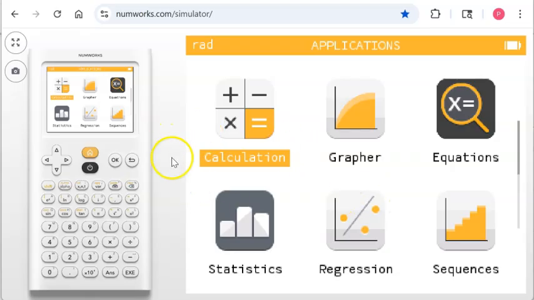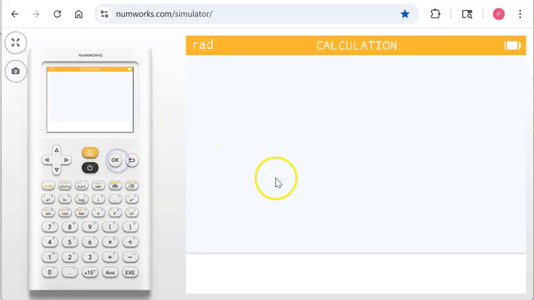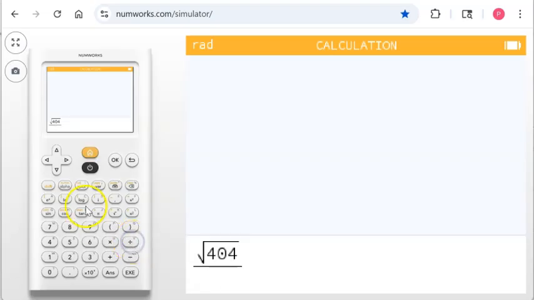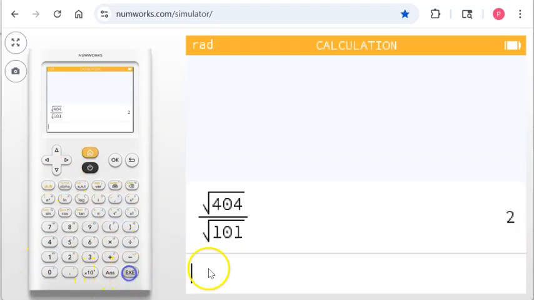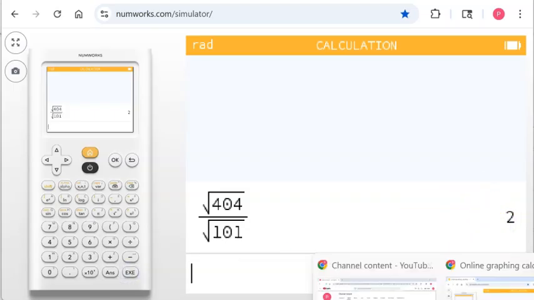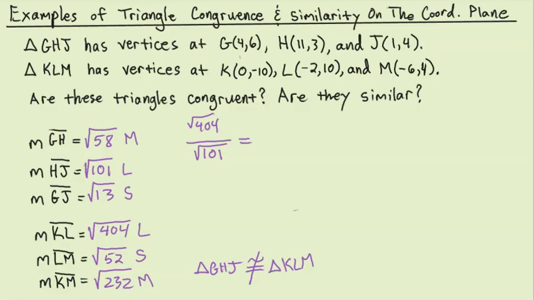All right, here's the NumWorks calculator. We're going to go into the calculation, and we're going to do the square root of 404. Let's get out of the radical. Then we'll hit divided by, and then we'll do the square root of 101, and the answer is 2. All right, so let's go back here. We'll say the square root of 404 divided by the square root of 101 is 2.